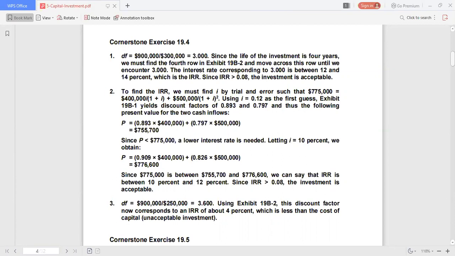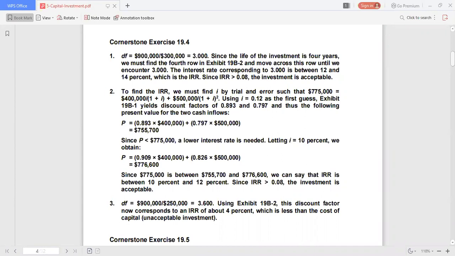Now, in the use of the IRR, first, we have to compute the discount factor. The discount factor is taken by dividing the cost of the investment by the annual cash inflows. So the cost of the investment is 900,000 and the annual net cash inflows are 300,000. So we get a discount factor equal to 3. Now that is the factor which you have to look for in the present value table.